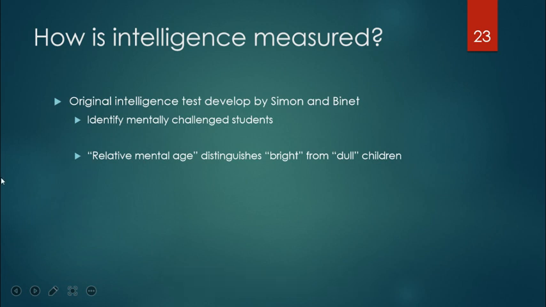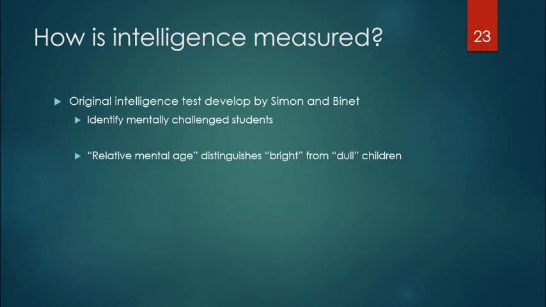All right, welcome back to part two of the intelligence unit. Okay, so we finished up with a couple different theories of intelligence, the difference between G and S, Howard Gardner's multiple intelligence theory, and now we're going to talk about modern intelligence tests and how we got there.